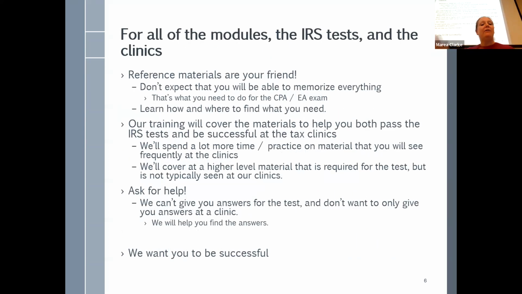All right, and then again, I already talked about this, but I'm going to say it again, right? Reference materials are your friend. We don't think you're going to remember everything, right? Heck, I don't remember everything. I don't want to remember it all. It's too much, right? What's going to be really important, even more so for the resident returns, is that you learn how to find information, all right? Our training is going to cover the materials to help you pass the test and be successful. So I will admit, we will spend a lot more time and practice on material that you're going to see frequently at our tax clinics, right?